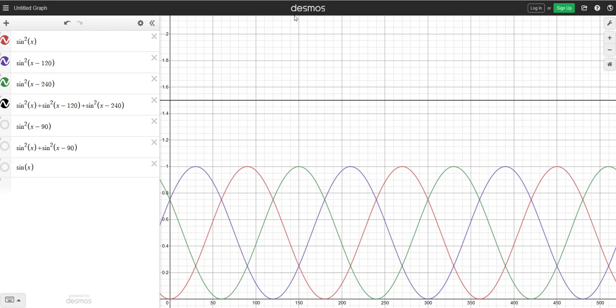So this is a neat tool, a useful tool, Desmos.com. I would encourage you to play around with it and get used to using it. It'll definitely help you visualize some of these waveforms that we're going to work with.